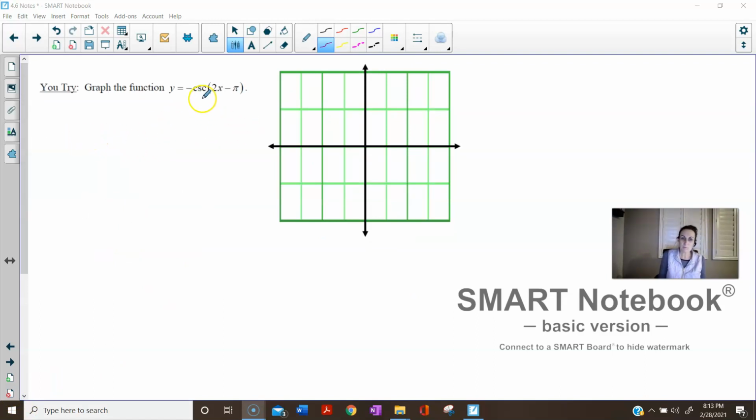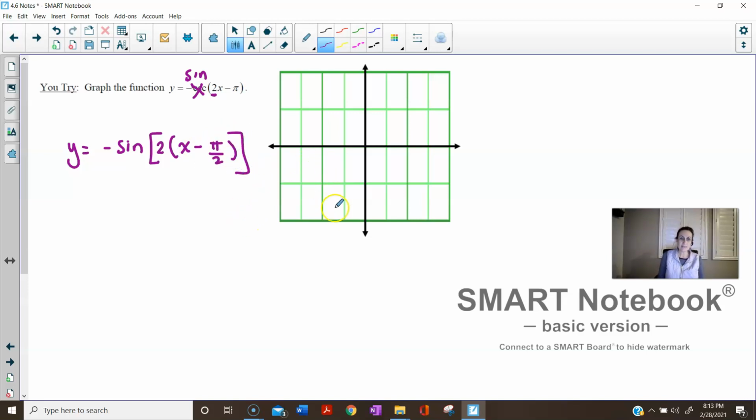Let me help you for a moment. So instead of looking at cosecant, I'd like you to look at sine first. So this is y equals the opposite of sine. Now, inside those parentheses, you never want 2 to be in front of x. You only want a 1 there. So you factor out the 2 and you end up with x subtract pi over 2.